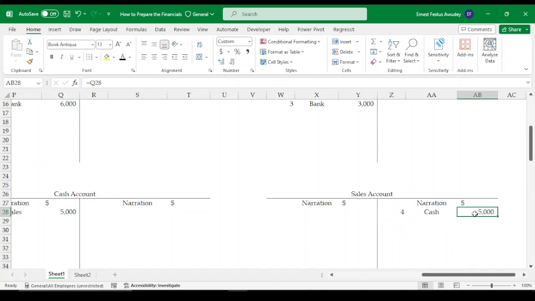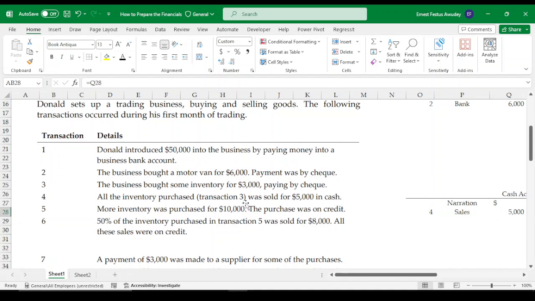So that is that. Then we go to transaction 5. More inventory was purchased for 10,000. The purchase was on credit. Now we have purchased inventory, but in this case we have purchased it on credit. Therefore, we are going to record the purchase of inventory in our purchases account, but the corresponding entry has changed. From transaction 3, we bought inventory but we paid by cash. This one is on credit.